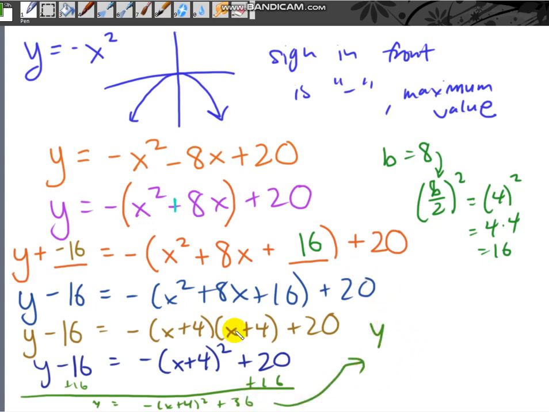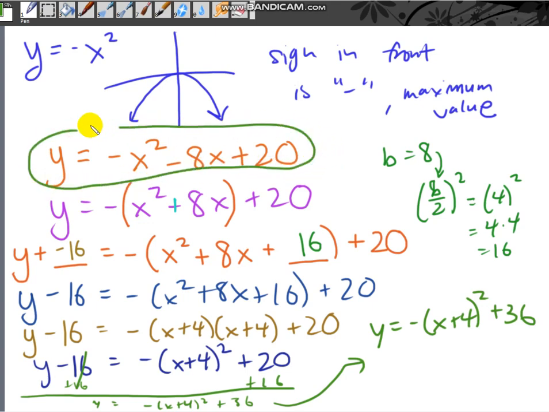So basically this cancels. So we get y equals negative x plus 4 squared plus 36, right? So basically this is how this expression will transform into this expression by completing the square.